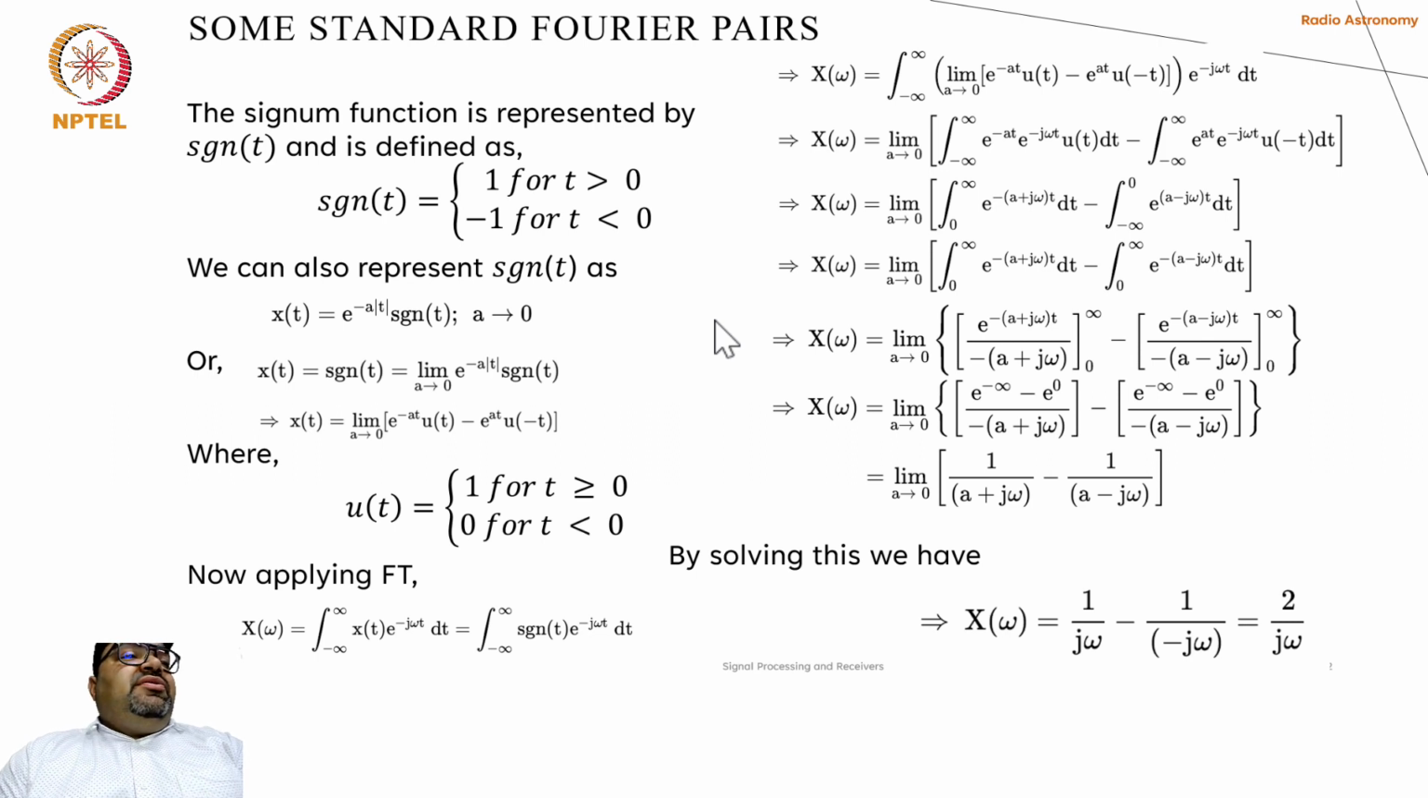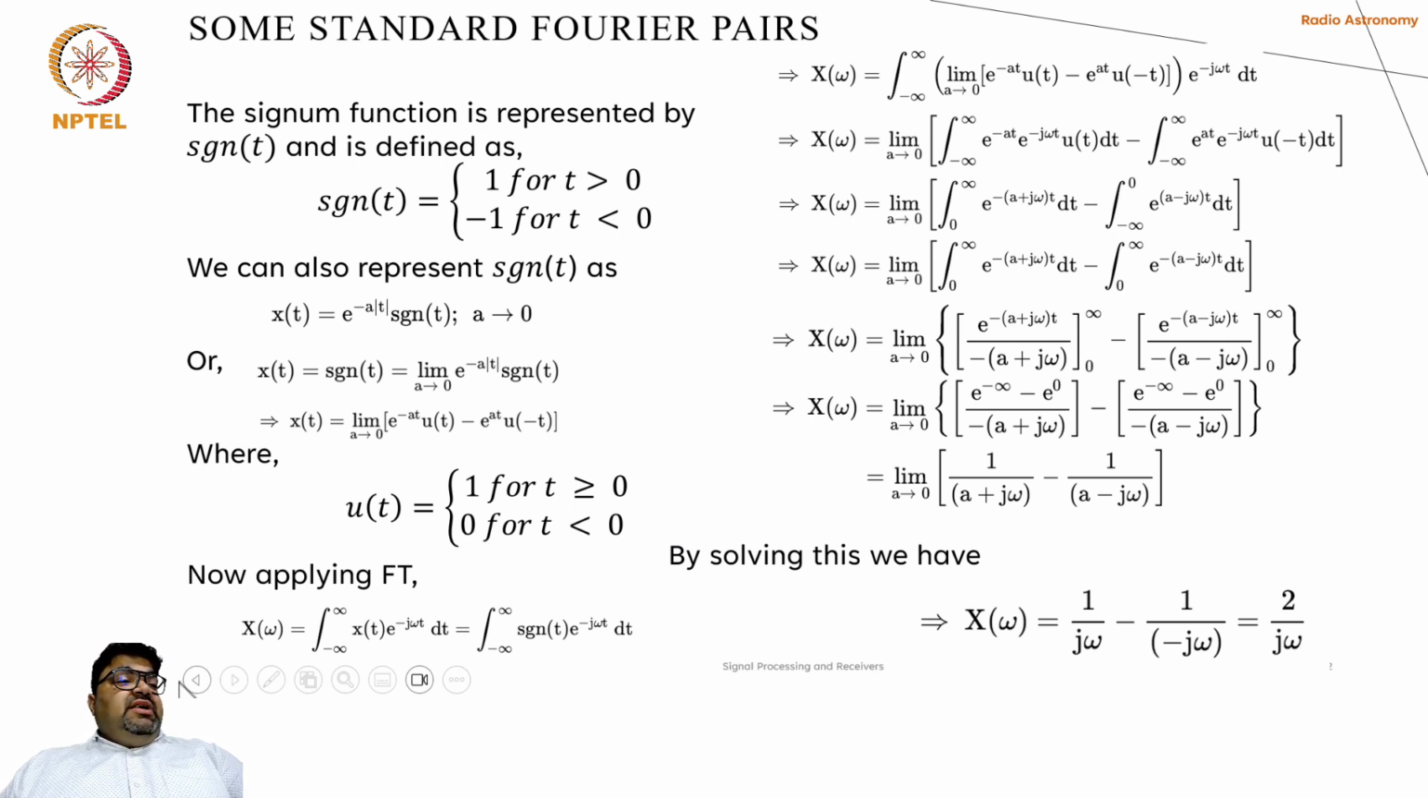Some other standard Fourier pairs. The signum function is represented by sign of t, which is equal to 1 for t greater than 0 and minus 1 for t less than 0. So it's just a sign function, and you can express the x of t in terms of that, where u of t is also defined as 1 when t is greater than or equal to 0.